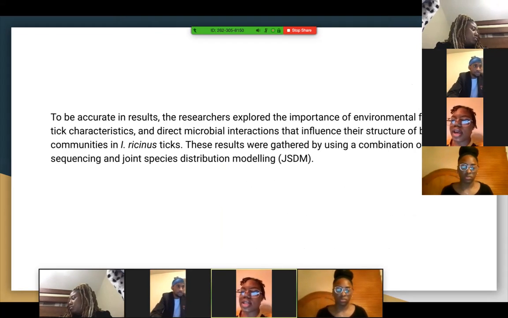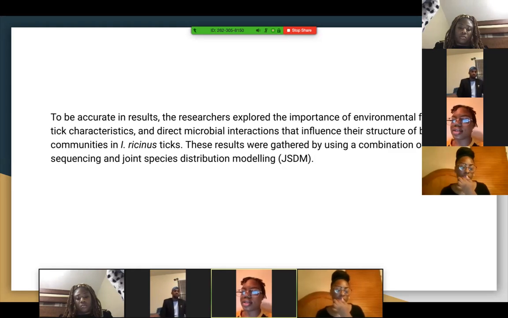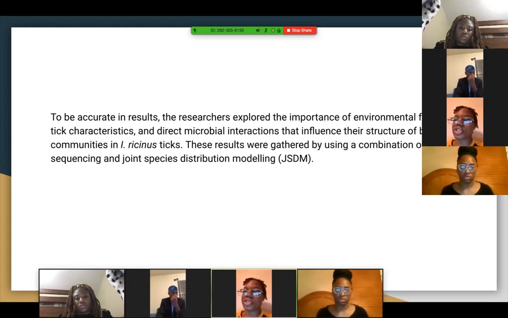Going into the next slide, to be accurate in results, the researchers explored the importance of environmental factors, tick characteristics, and direct microbial interactions that influence the structure of bacterial communities in the Ixodes ricinus ticks. These results were gathered by using a combination of 16S sequencing and joint species distribution modeling, which we'll talk about later in the materials and methods and results.